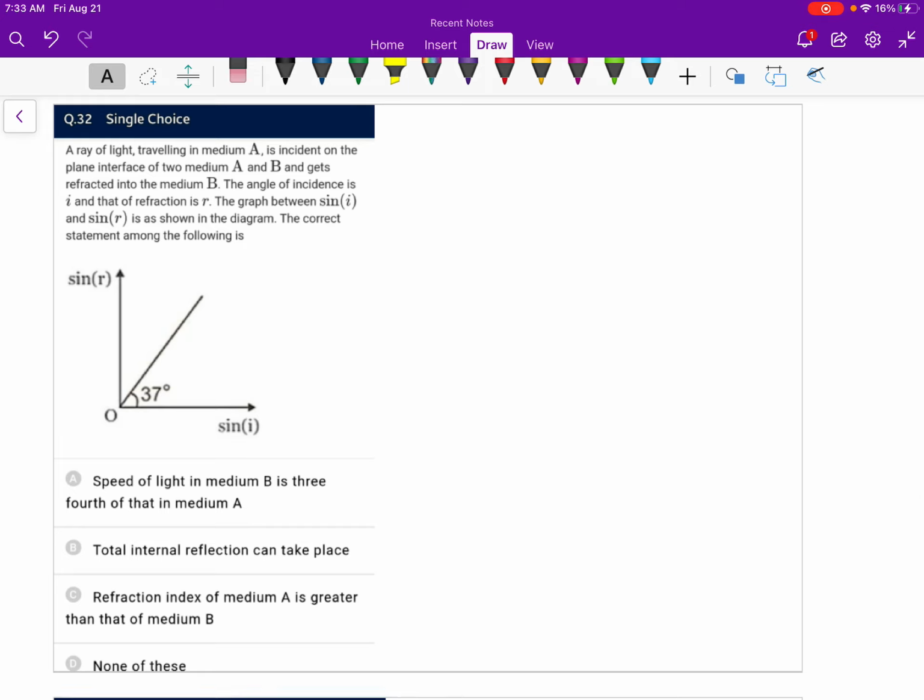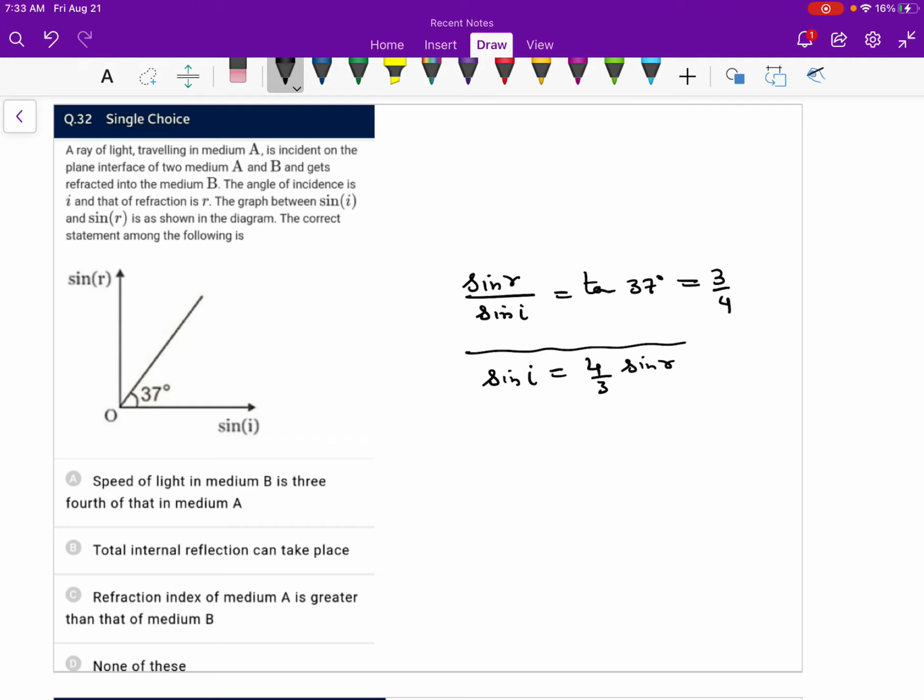Ray of light is this. The correct statements about the following. So sin R upon sin I from the graph is tan 37, which is 3 by 4. So sin I equals 4 by 3 sin R. Okay, so R is lesser than I. That means NB is greater than NA.